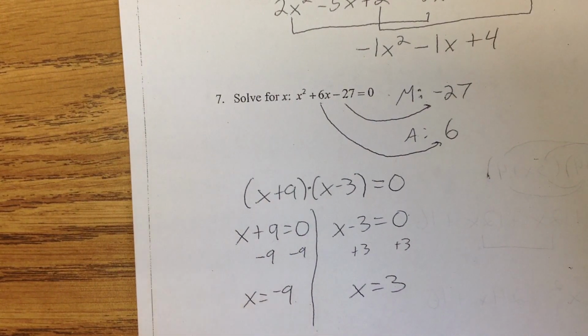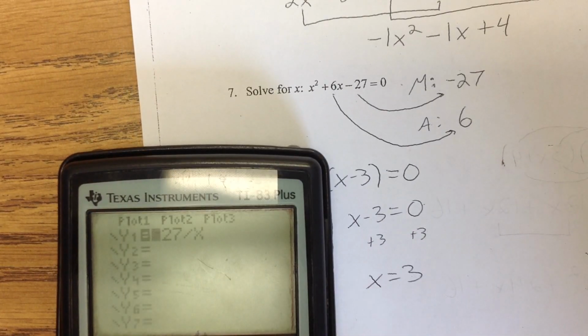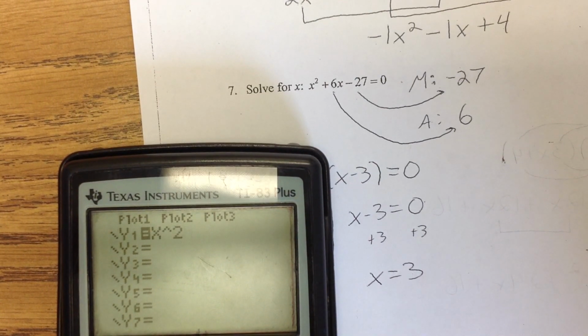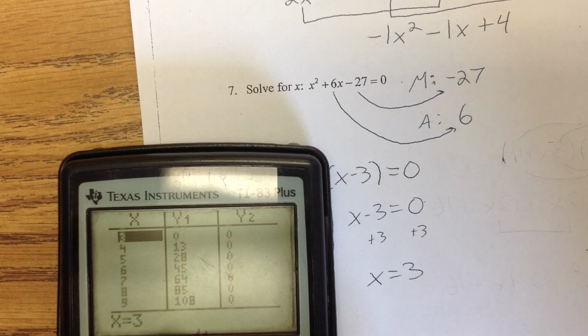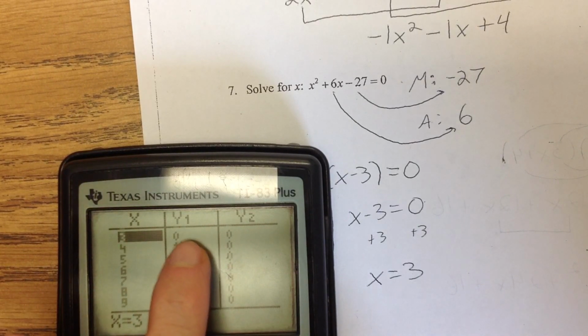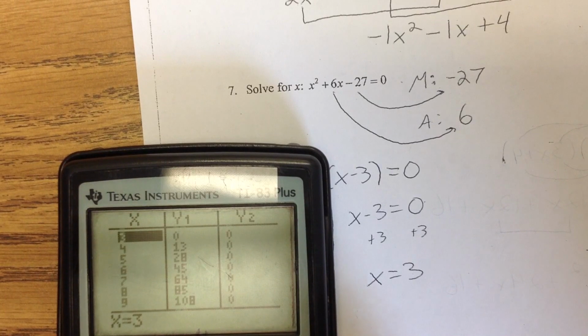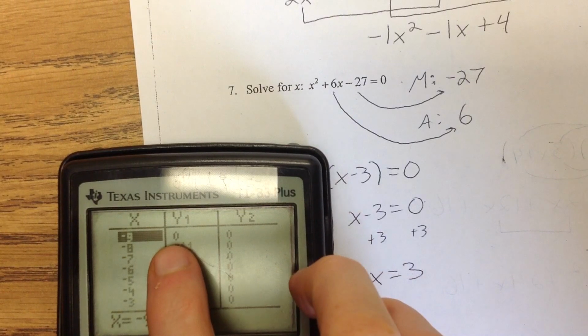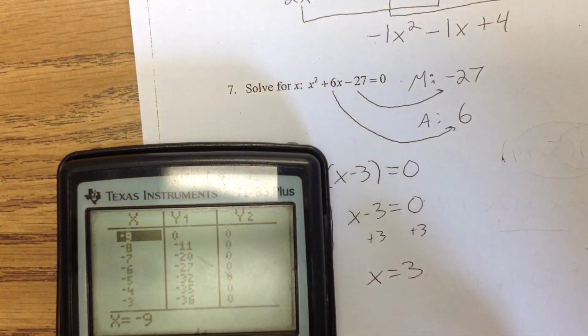Okay, so hopefully that was helpful. The one last thing that I want to show you is just some checks. So on number 7, this is an equation, so we would check that the same way we've checked equations all year long. You'd put the left side of the equation into y1. We'd put the right side of the equation into y2. We would bring up the table, and then we would just check our answers. So one of our answers was x equals 3, and you can see that y1 and y2 match there. Our other answer was negative 9, and you can see again that y1 and y2 match. So that tells us that one's correct.